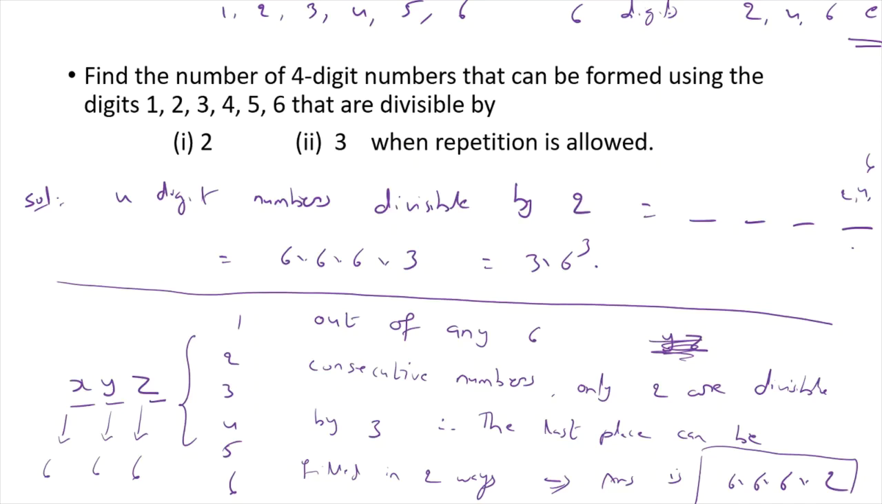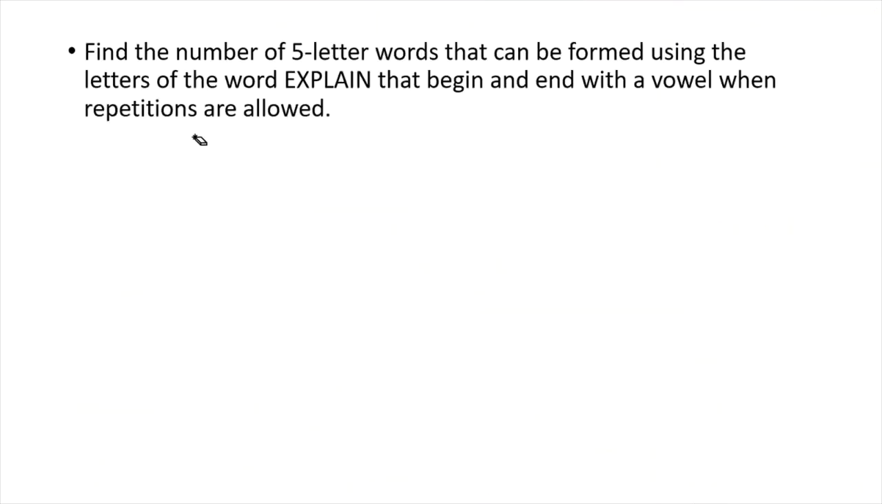Next we have this last example problem. Find the number of 5-letter words that can be formed using the letters of the word EXPLAIN, which begin and end with a vowel when repetitions are allowed. I repeat the question. Find the number of 5-letter words that can be formed using the letters of the word EXPLAIN, which begin and end with a vowel when repetitions are allowed.